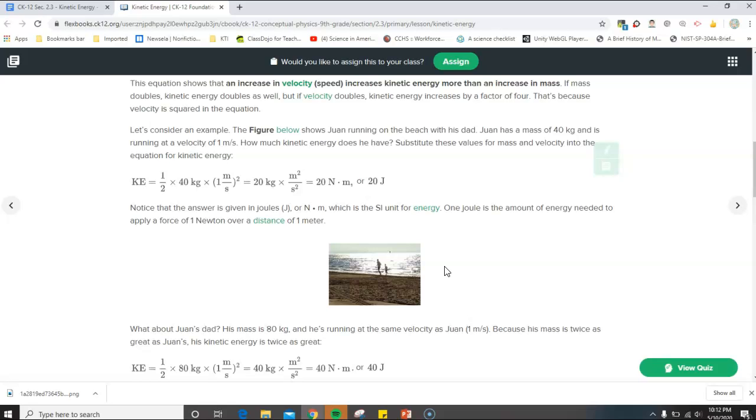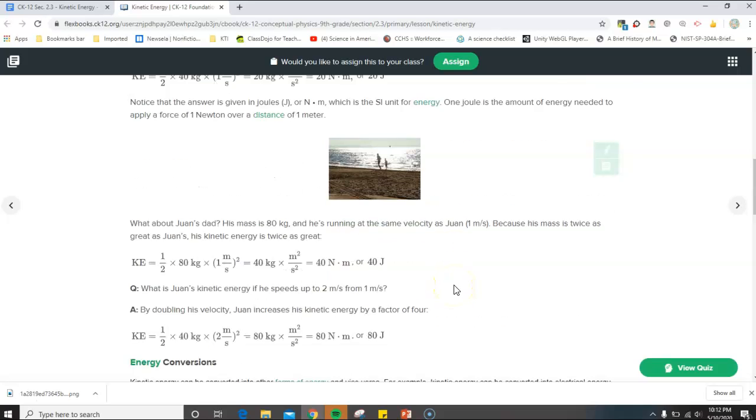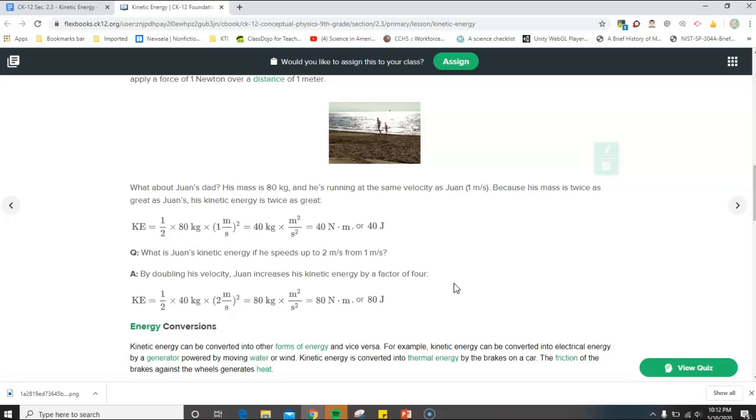But Juan's dad, he weighs 80 kilometers and Juan only weighs 40 kilometers. So he is half of his dad's mass. So which one of them, dad or Juan, has the greatest kinetic energy in this case? Think about that for a second. So hopefully you came to the conclusion that because the velocity is constant, but dad has twice as much mass as Juan, then dad has more kinetic energy as they're running down the beach.